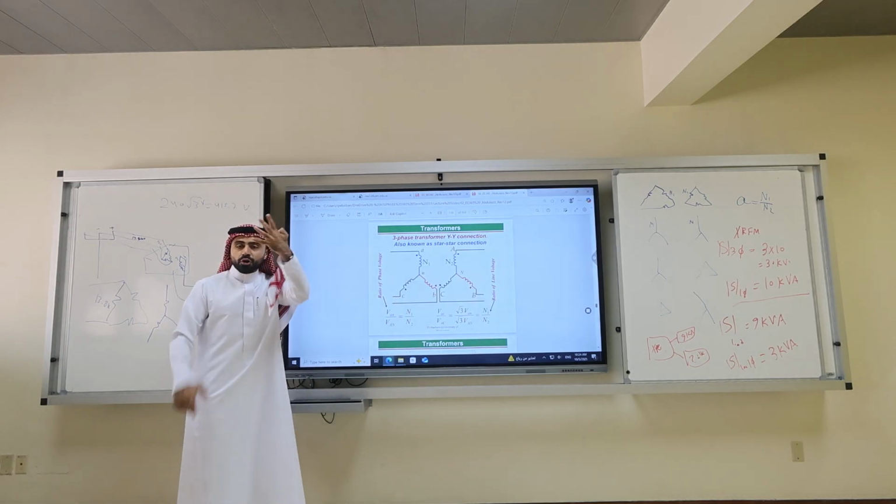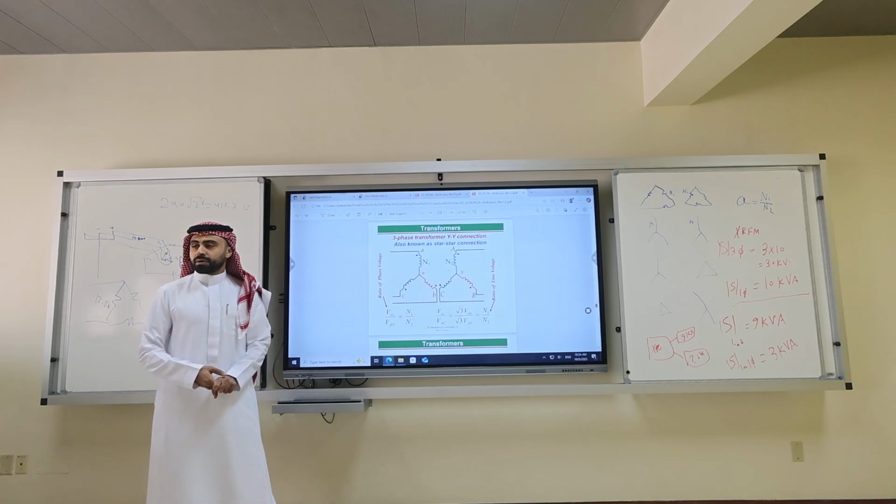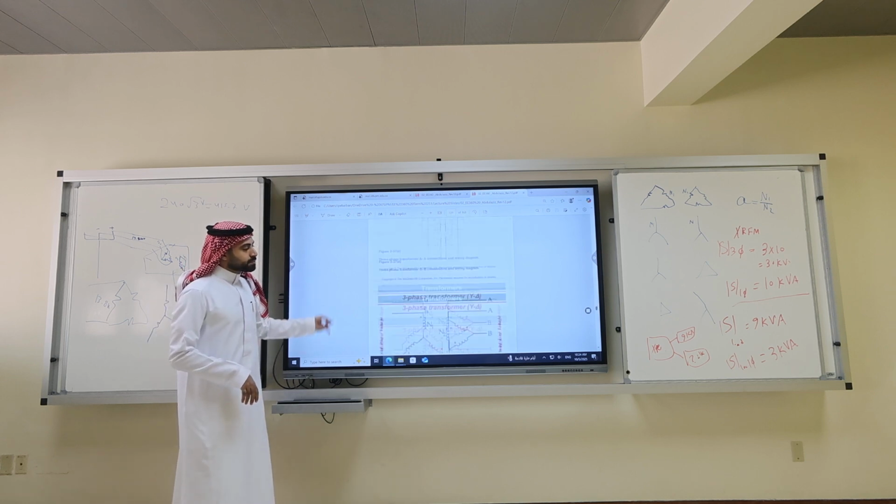Because there are 4 ways to connect the transformers. How many ways to connect the transformers? 4. So, get it? Now, let's go back.